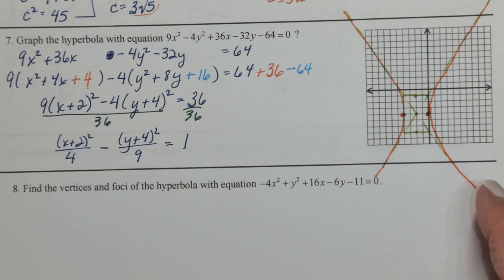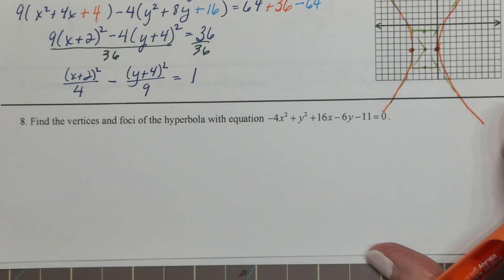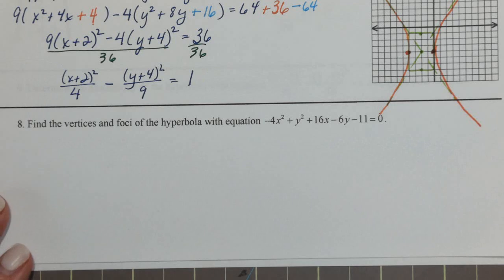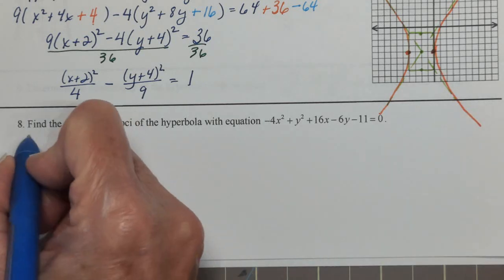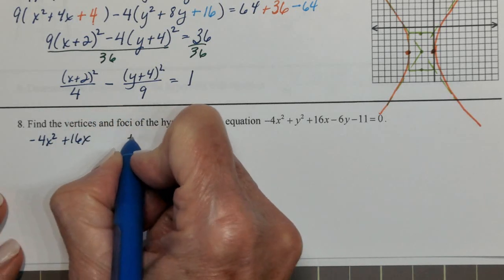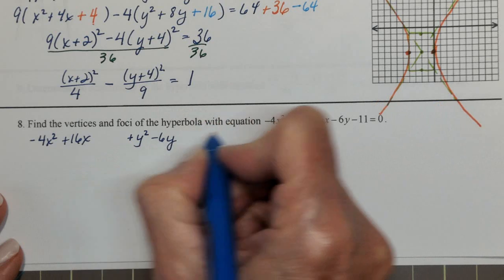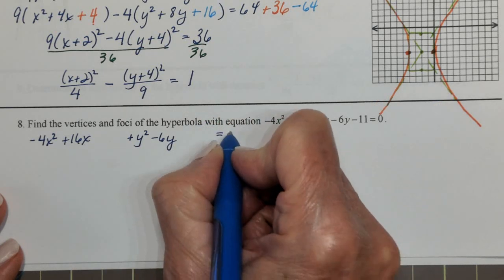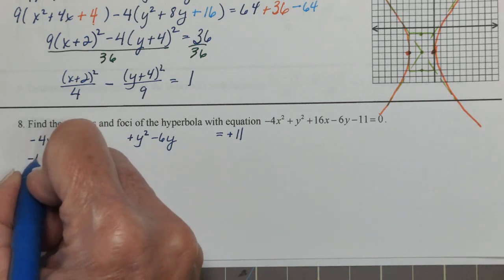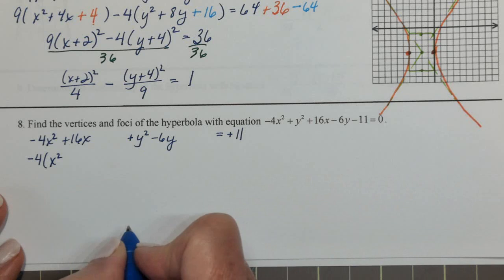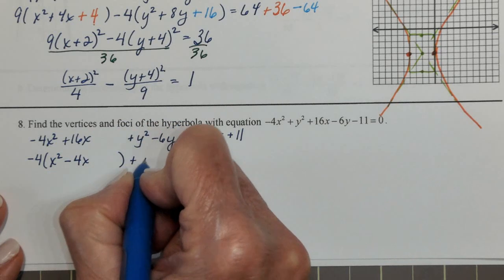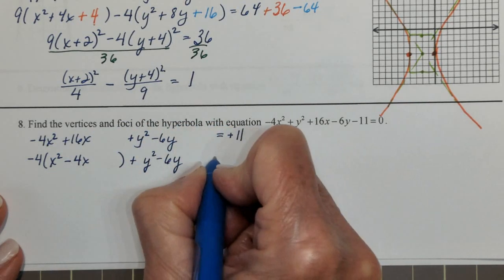Okay. Let's find the vertices and foci of the hyperbola with this equation. Okay, it's not in standard form, so I need to get it in standard form. -4x squared plus 16, leave a space, plus y squared minus 6y, leave a space, is equal to 11. Move that 11 over. Factor out a -4 from our x's. We're factoring out a negative, so this needs to be a minus 4x. We don't need to factor anything out of our y's.